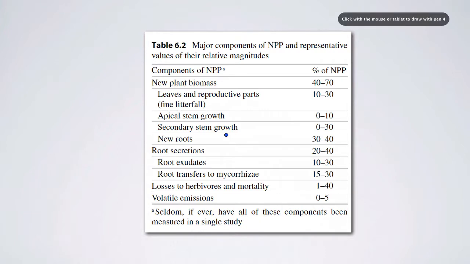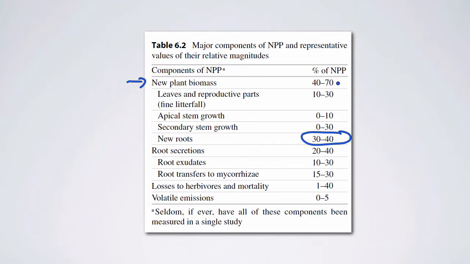Table 6.2 walks you through the major components of NPP and what percentage of NPP we think each of them is on average. New plant biomass is considered to be 40 to 70%, and that tends to be broken down into leaves, stems, and then roots. Among these metrics, roots is probably the most uncertain, even though it says 30 to 40% here, because it's really hard to measure. But 40 to 70% of NPP is new plant biomass.